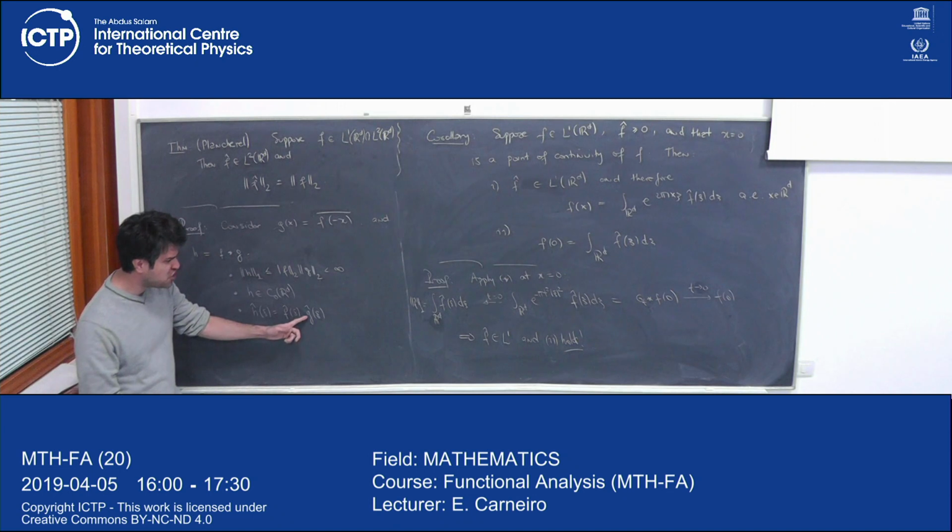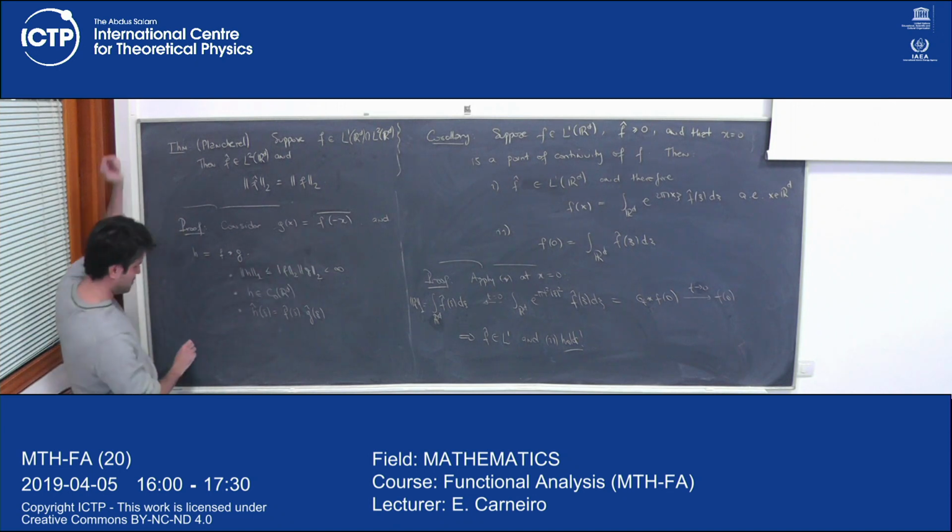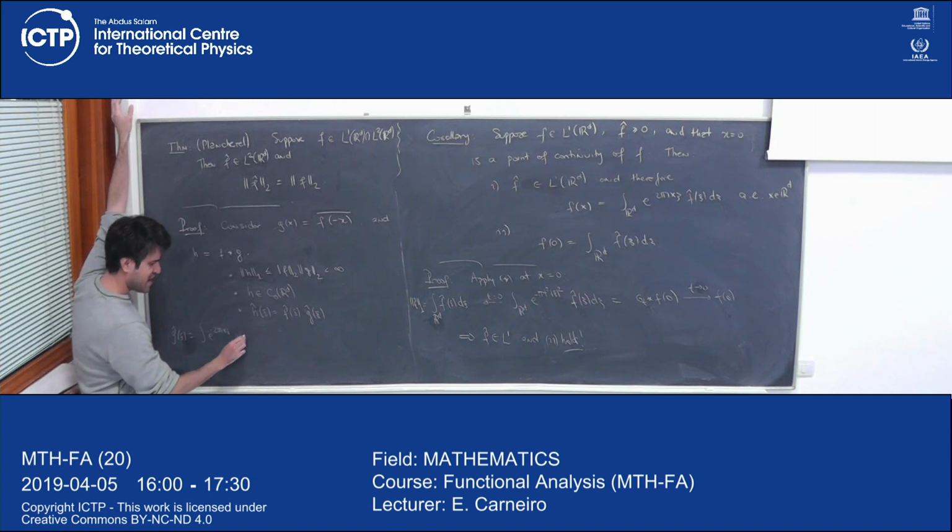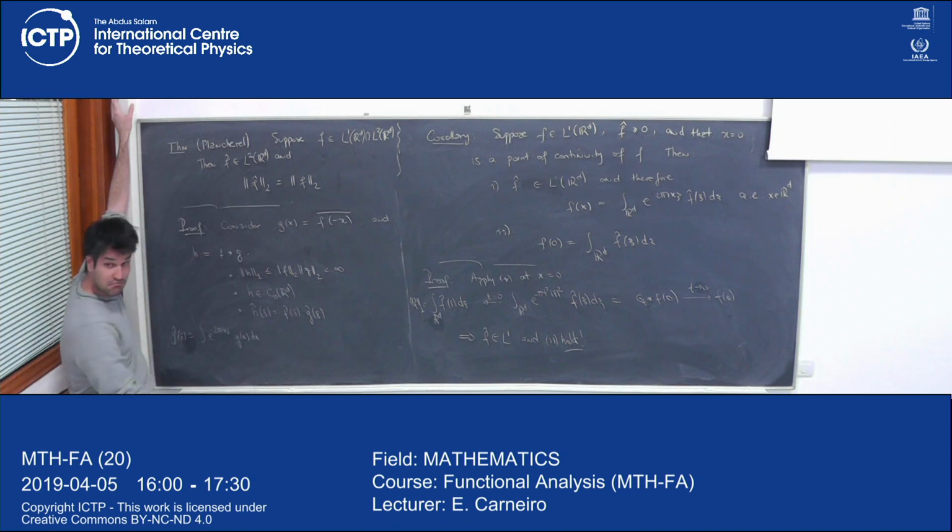What's the Fourier transform of g? Now let's do a side computation here. Try to compute the Fourier transform of g. g hat of c is just the integral of e to the minus 2 pi i x c g of x dx, correct?